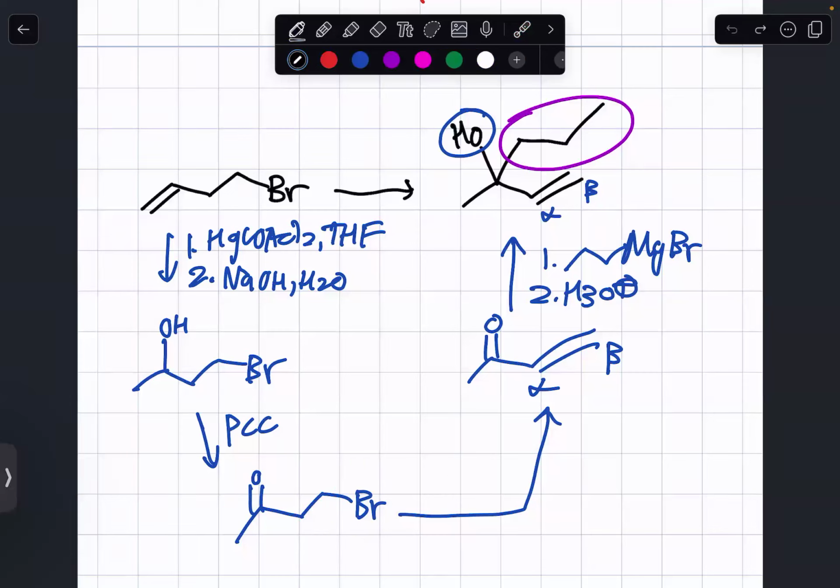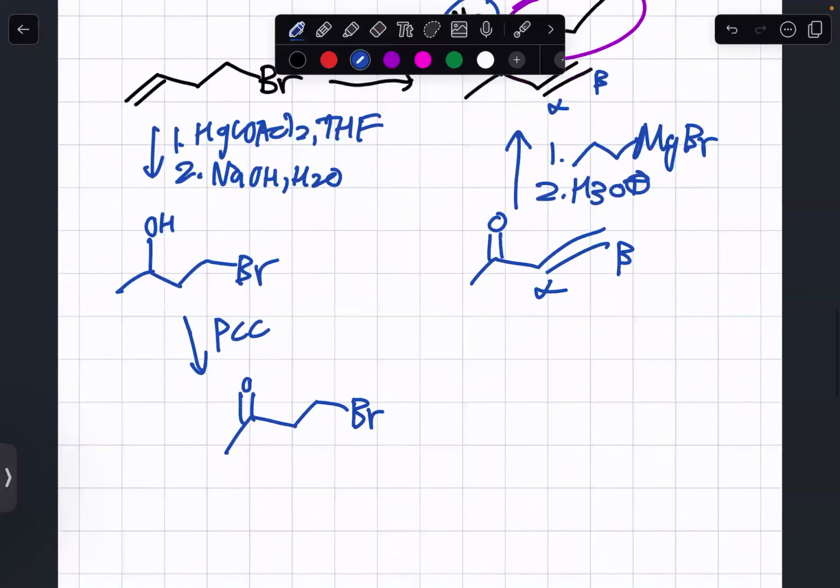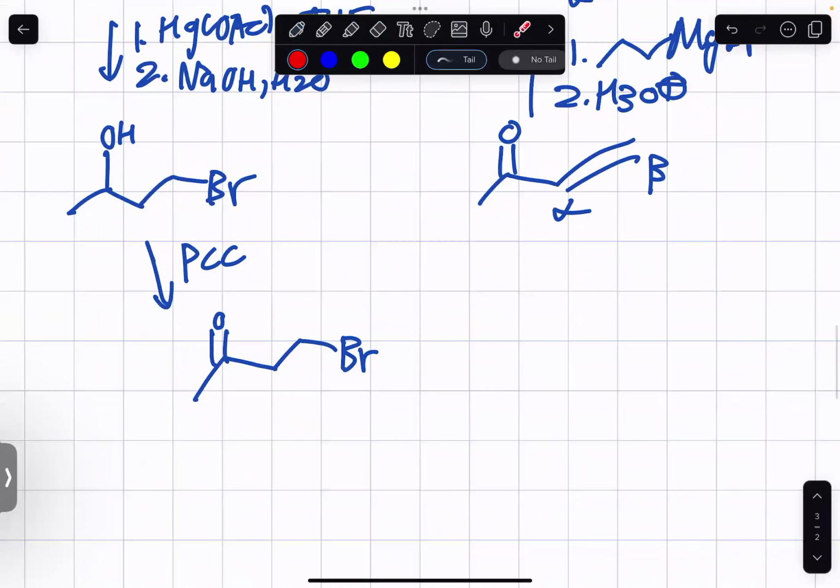There's a problem here. Oh, okay, this is hard, harder than usual. Because if we use a base, right, this hydrogen here, it would not make a double bond. Yeah, it would make the enolate. How can we protect this carbonyl?